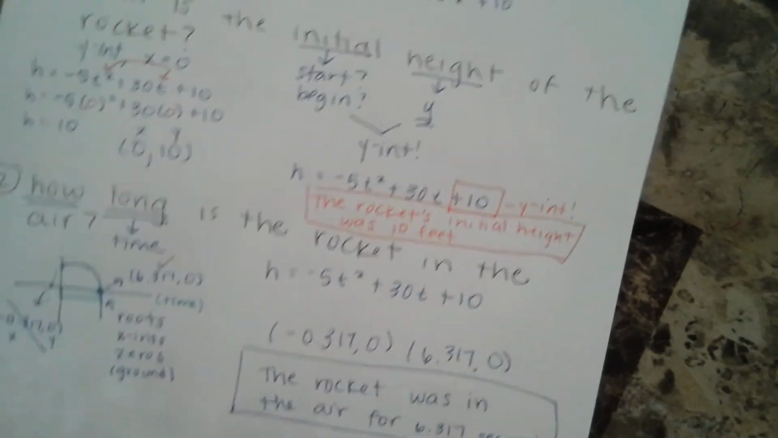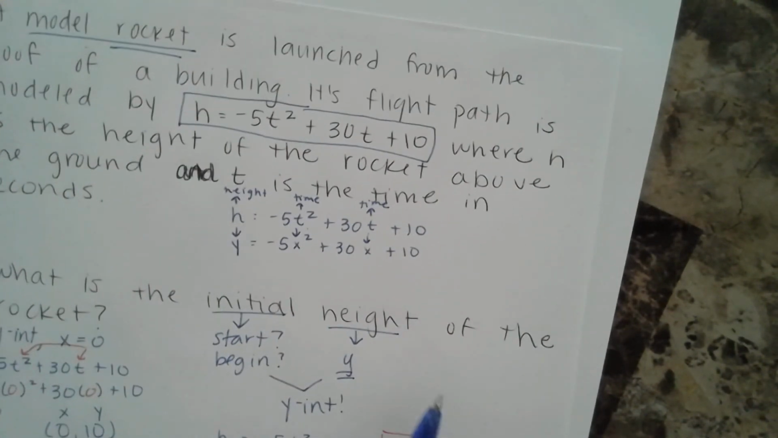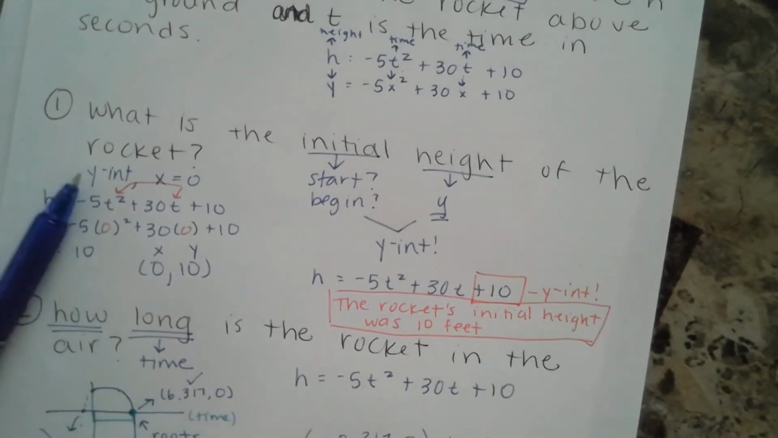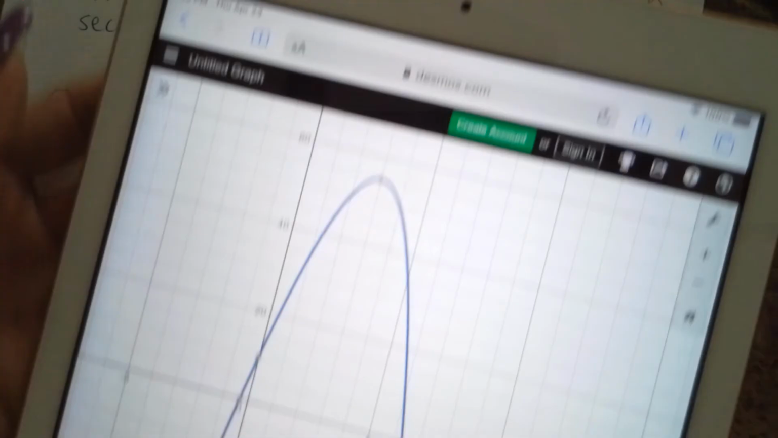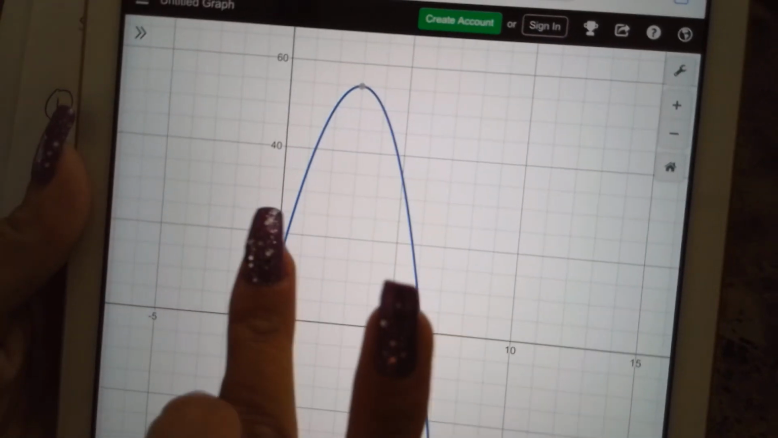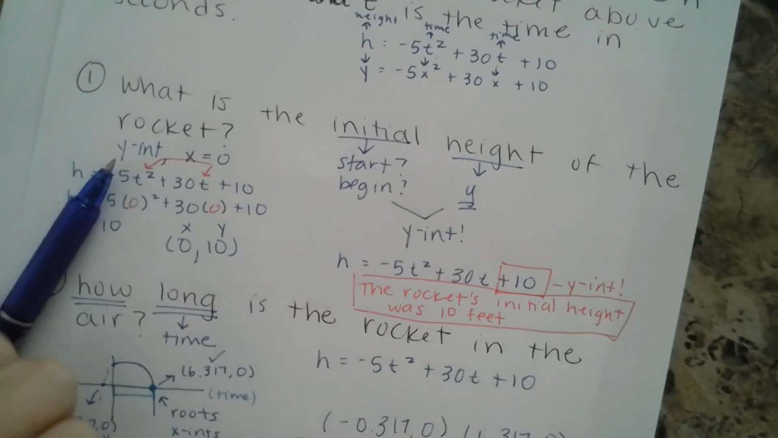If we want to check our y-intercept, we said it was 10 up here. Let's go back to Desmos and just check. Here's my graph. Let's look at this point right here: 0, 10. Perfect, 0, 10. We got it.